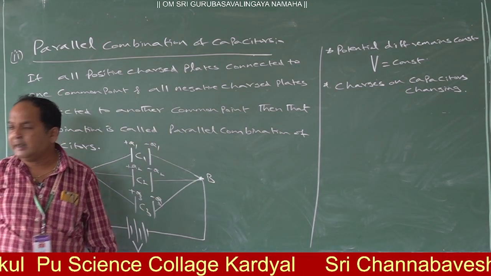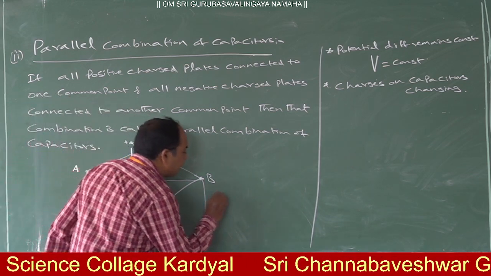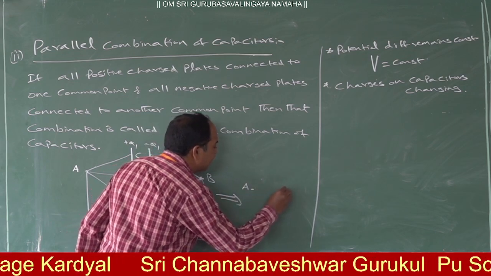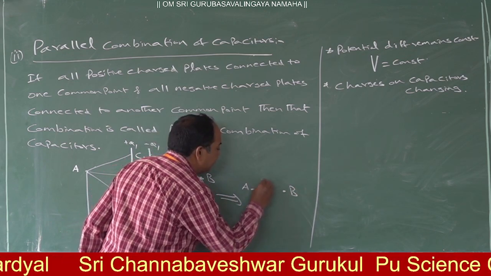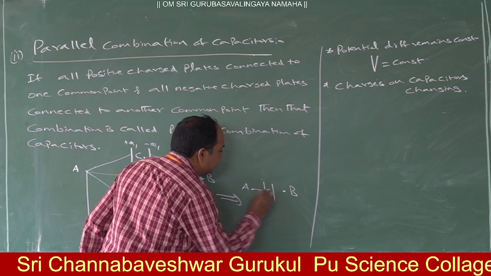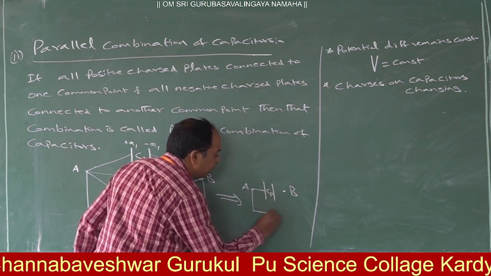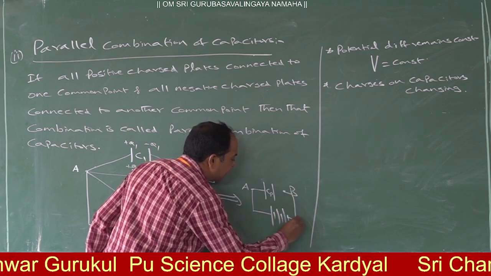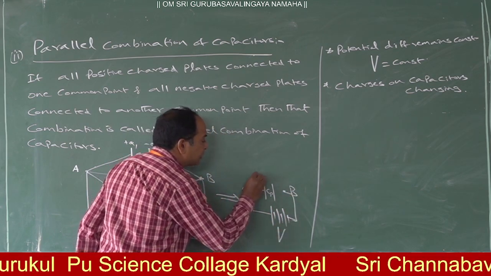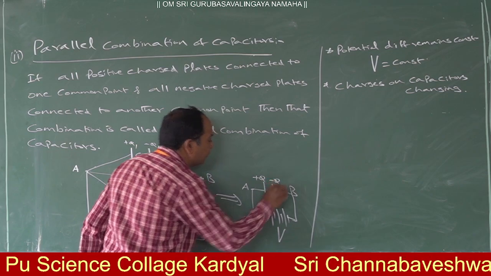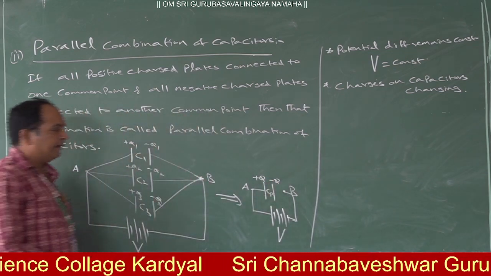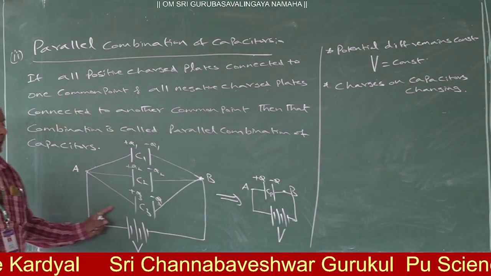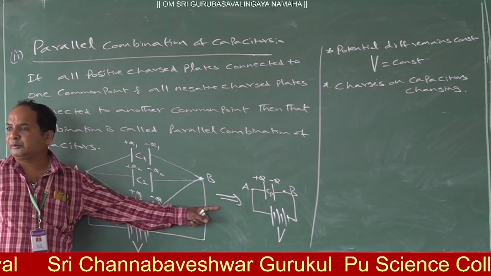That is okay. Now, its equivalent we may write: if this is terminal A and this is terminal B, here one equivalent capacitor is there, with capacitance Cp, connected to the battery of potential V. Here the charge I am considering is plus Q, minus Q. Now these two are equivalent circuits.